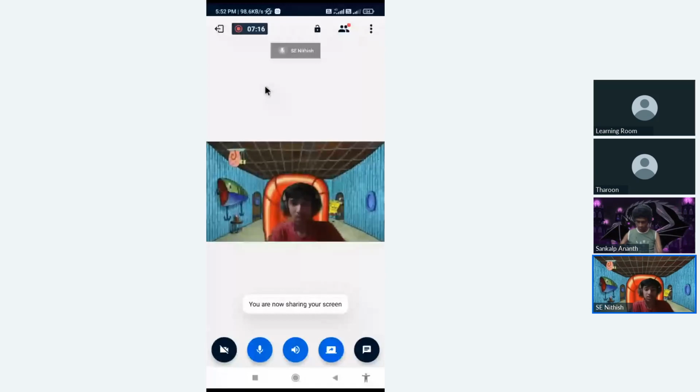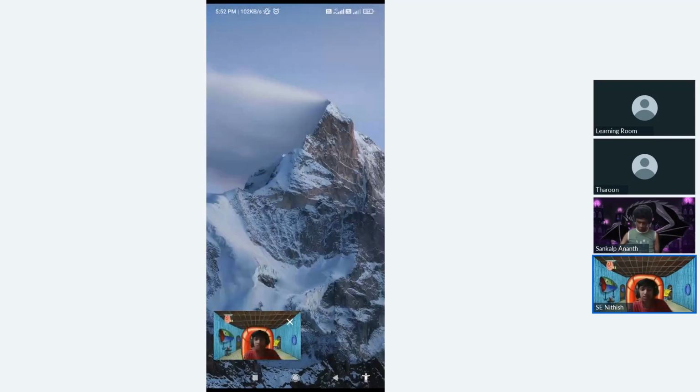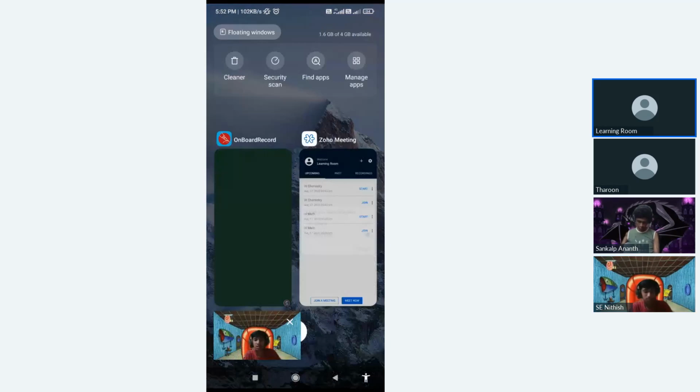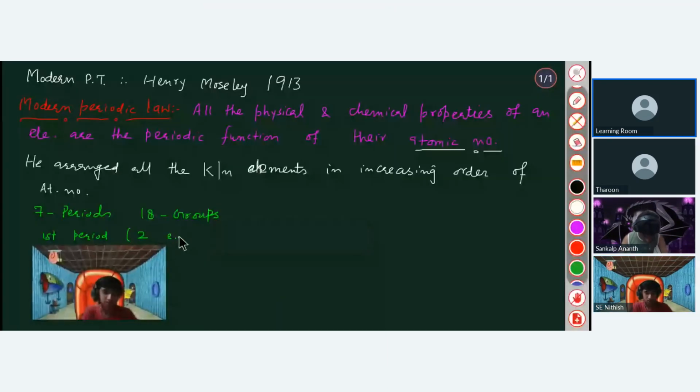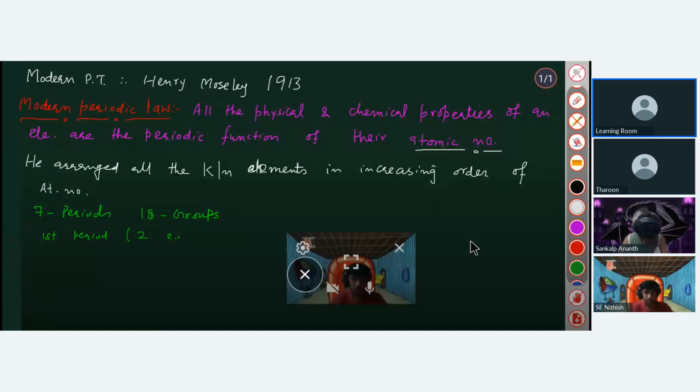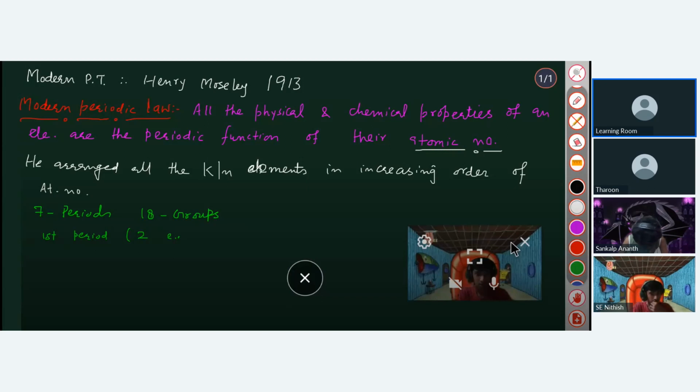So can you hear us? Yeah. Is the screen visible? Yes, yes, yes. Okay. So now see here that in the first period there are 2 elements, right? Yes, sir. Okay. So there are 2. Don't know why this screen is. So what happened, sir? Huh? The screen is fluctuating a little bit.